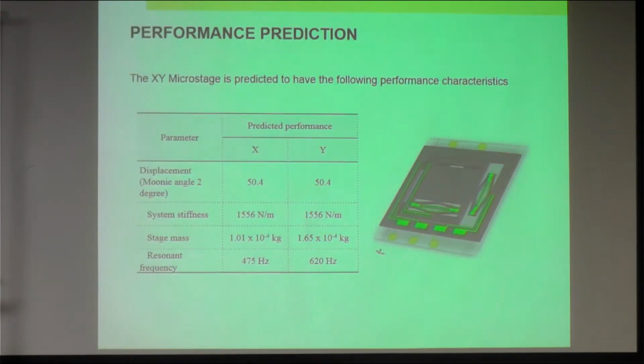Then this is the performance that can be calculated from this design. We have different values in the X and Y directions for these two stages, because of the different mass. For this, the magnification angle for the X direction is 50.4. It's the same because it's the same spring constant, etc. Mass is not part of the equation for the displacement, and the stiffness is also the same. And because of the different mass in this design, the resonant frequency will be different for the X and Y direction stages.